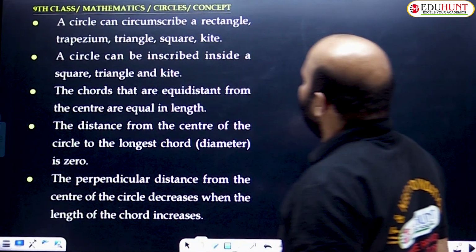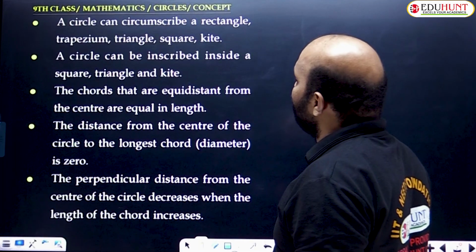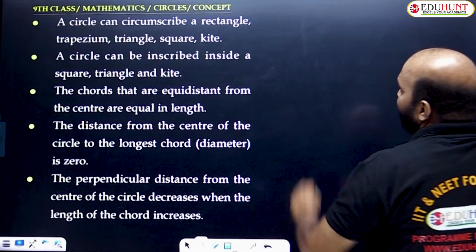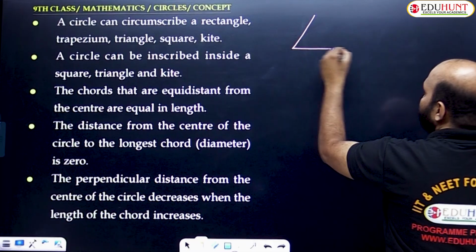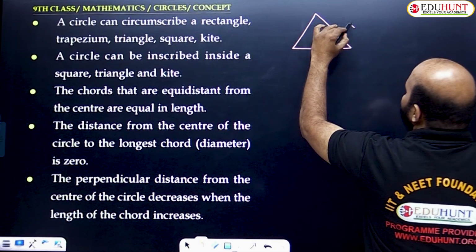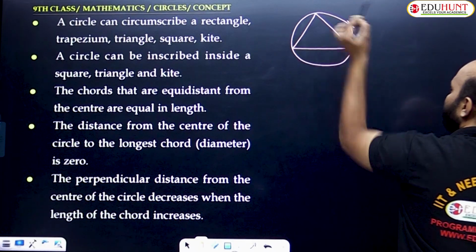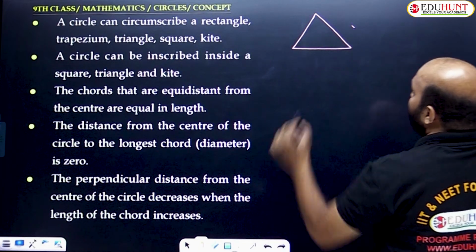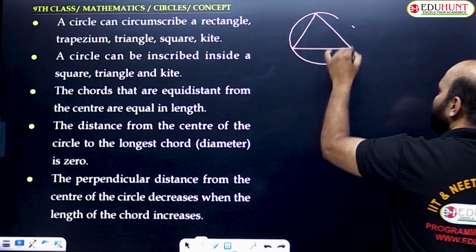So let's go to the next point. A circle can circumscribe a rectangle, trapezium, triangle, square, or kite. For example, a triangle. Am I clear? A circle circumscribed, just like that. This is called circumscribed.